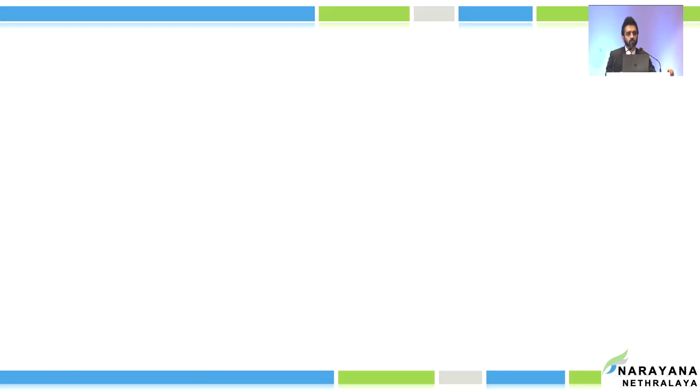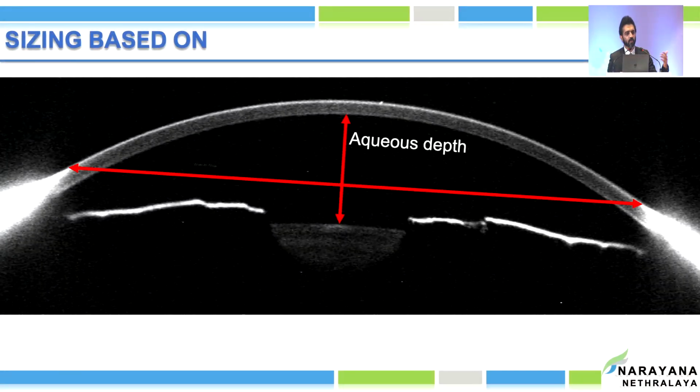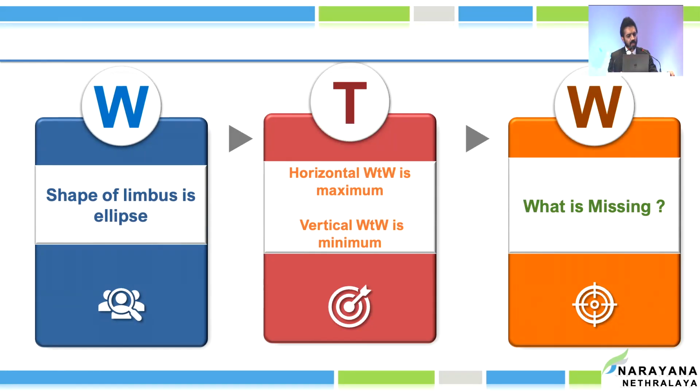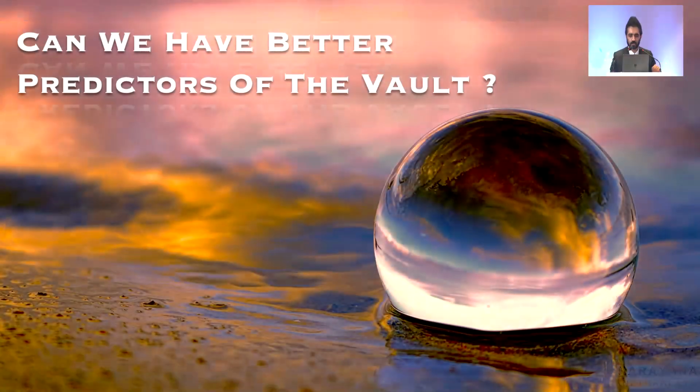This is happening because we rely too much on horizontal wide to wide. And we make certain assumptions that the horizontal wide to wide is always maximum and the vertical wide to wide is always minimum, which is actually not true. So can we actually have a better predictor for the vault?